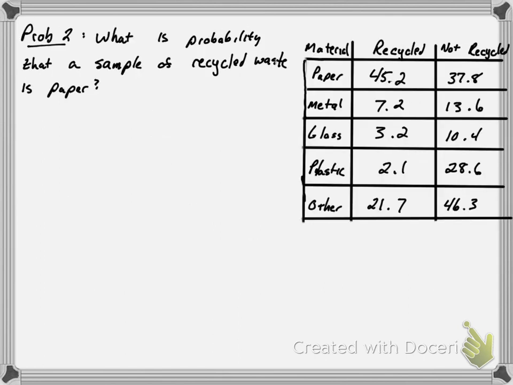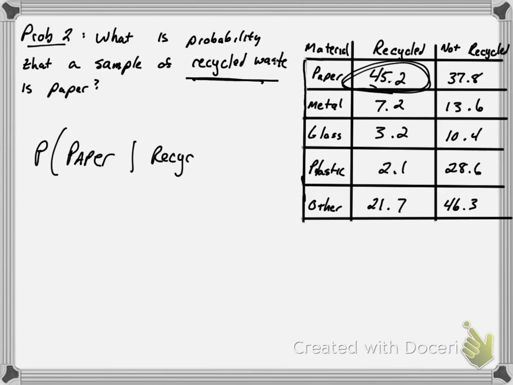Okay? And then problem 2 asks what's the probability that a sample of recycled waste is paper. So again, what are we looking at? We know that it's recycled waste. So we're not really caring about the not recycled, we're looking at the recycled. So the recycled waste is paper. This 45.2 is what we're looking at. So what this is really asking is, what's the probability of paper given recycled?